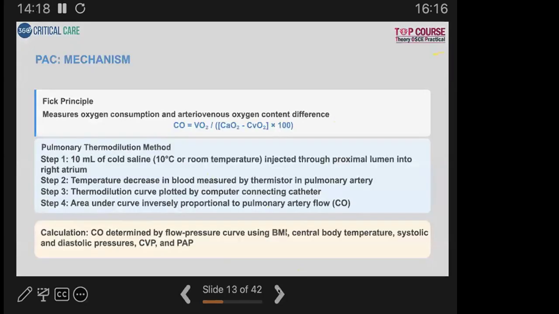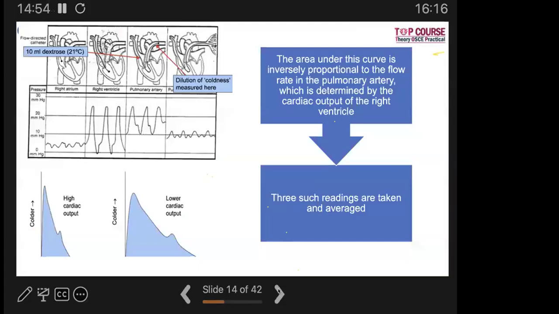So what is the mechanism through which the pulmonary artery catheter functions? It is Fick's principle. As I already told you, it measures the oxygen consumption and the arteriovenous oxygen content difference. So how are you going to do this? You inject 10 ml of cold saline through the proximal lumen into the right atrium. The temperature decrease in the blood is measured by the thermistor in the pulmonary artery. A thermodilution curve is plotted by the computer connected to the catheter, and the area under the curve is detected, which is inversely proportional to the pulmonary artery flow. The cardiac output is determined by the Stewart-Hamilton equation, which we will discuss in the next slides.